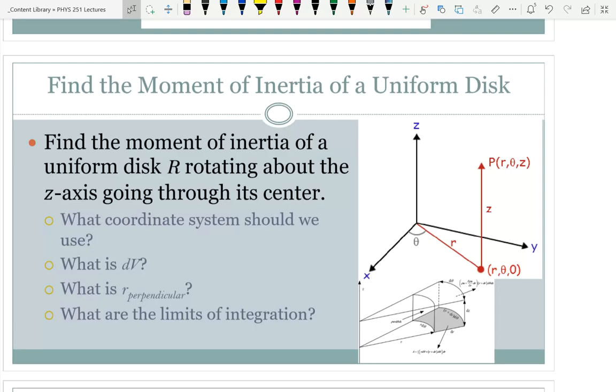The typical coordinate systems are the Cartesian coordinates, x, y, and z. The cylindrical coordinates, which I have on this picture, are r, theta, and z. Or the spherical coordinates, where what I'm used to using is r, theta, and phi, though some people use rho for radius instead of r. Which coordinate system would you use to calculate the moment of inertia of a cylinder or a disk? Probably the circular ones.